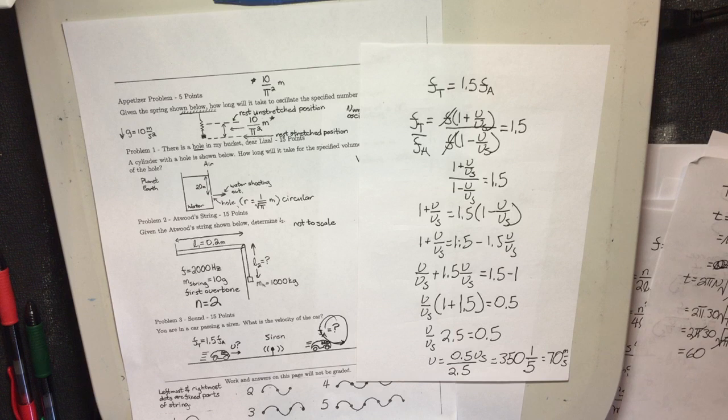Number of nodes in a first overtone? 3. A first overtone is what harmonic? Second harmonic. The second harmonic has two antinodes. Add 1, you get the number of nodes. I'm going to keep going, as long as I'm killing time.